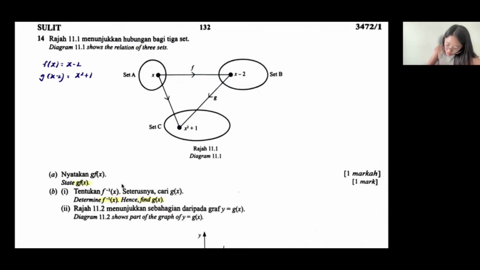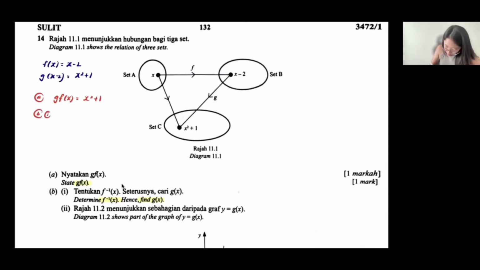Now, question A, they want you to state only. So only 1 mark of gf(x). Composite function, f(x) always goes first. So f(x) is here, and then continue with g. So what do you get? gf(x) equals x squared plus 1. So x squared plus 1, 1 mark. Very easy here.